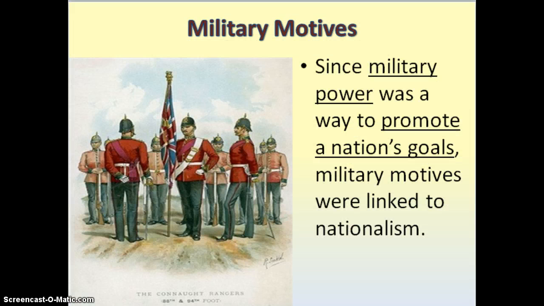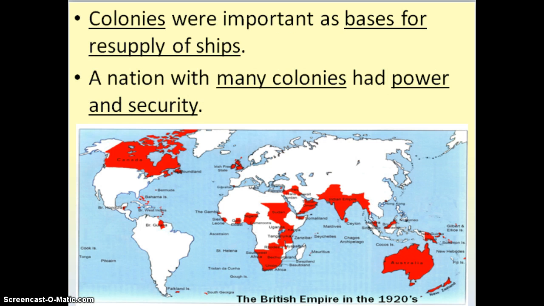There were a lot of military motives. With the invention of the steam engine, more and more countries were getting very large navies, and they needed places to have their naval ships stop and get more goods, and more importantly, more fuel. So a lot of them, especially Great Britain, needed lots of islands or coastal areas where they could stop their naval ships, load goods, more food, and of course more fuel. Military power was a way to promote a nation's goals, and they wanted their military all over the world. Wherever your military is, you're not going to have any problems with the natives fighting back.